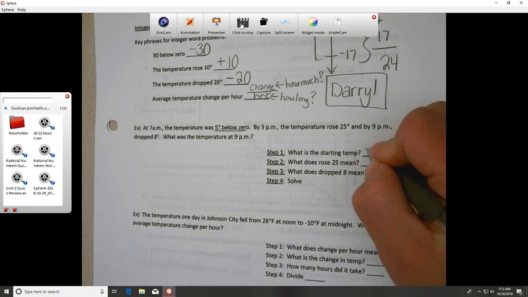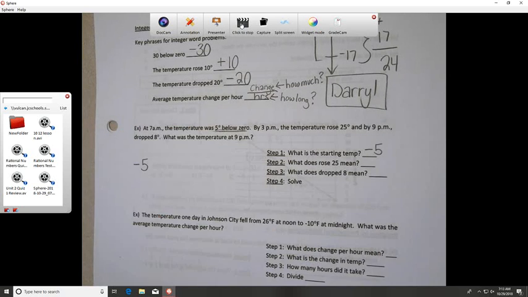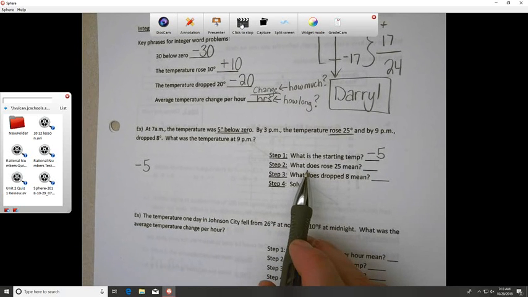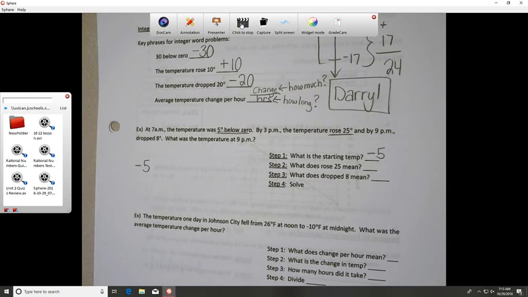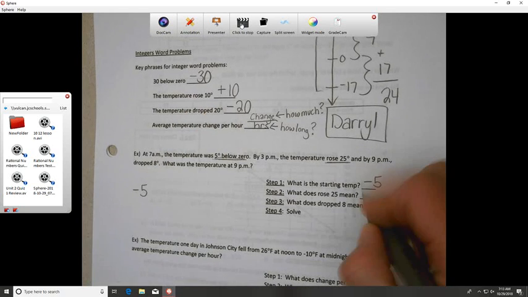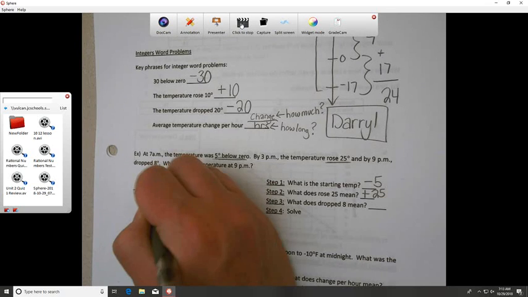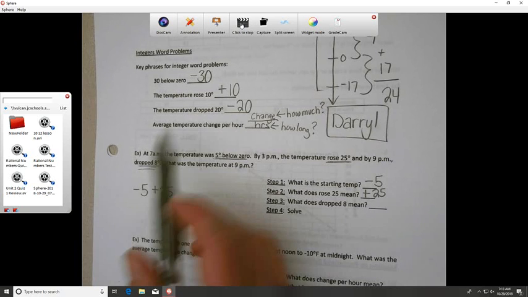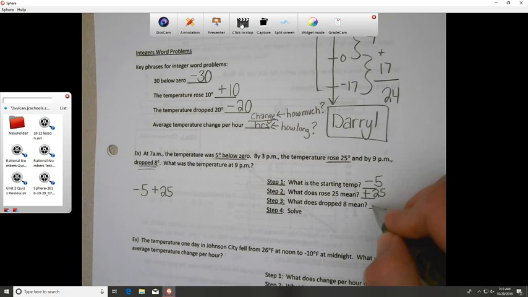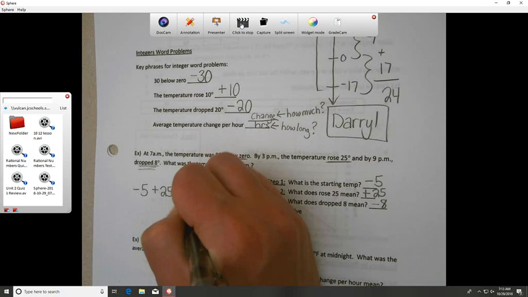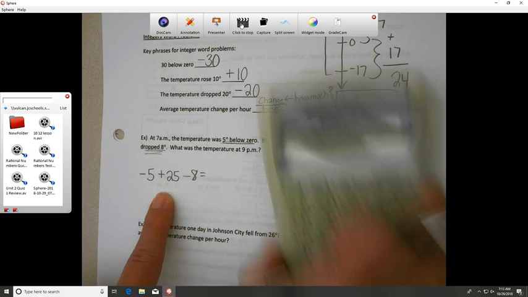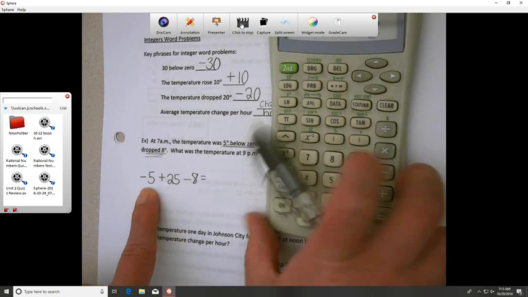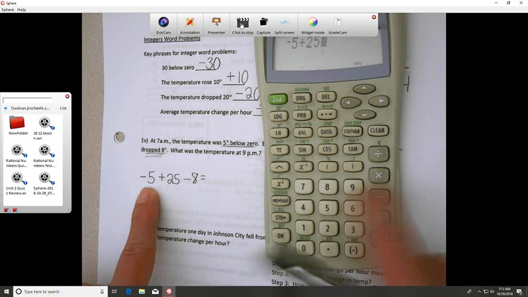By 3 p.m., the temperature rose 25 degrees. So step 2, what does rose 25 degrees mean? Well, we said up here, a rising temperature means we're adding, so we need to add 25. And then by 9 p.m., it dropped 8 degrees. Again, we said up here, dropping is subtracting, so we're going to subtract 8. Now you can just type this right into your calculator. Make sure you're using the negative button for this negative 5, not subtraction. So I'm going to type negative 5 plus 25 minus 8, and that tells me it's going to be 12 degrees.